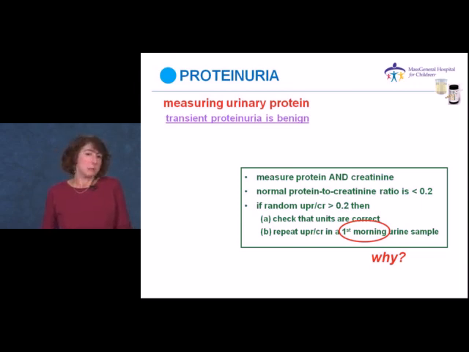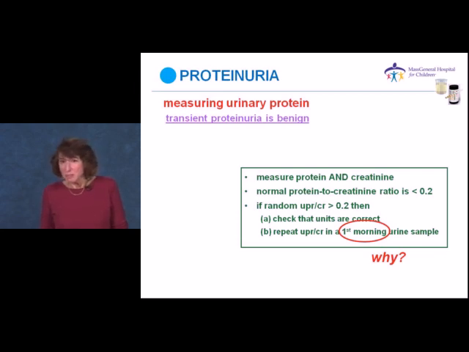They're lined up, milligrams per deciliter and milligrams per deciliter. If you have a random urine protein creatinine ratio that is greater than 2, then again, you want to check that your units are right, and you also want to verify. You've done a random sample. Now the time is to repeat in a first morning urine sample.